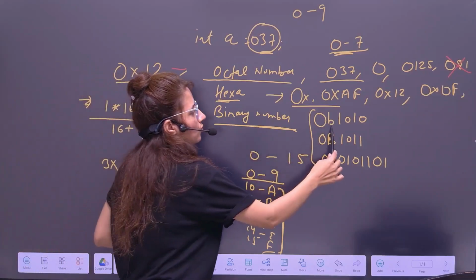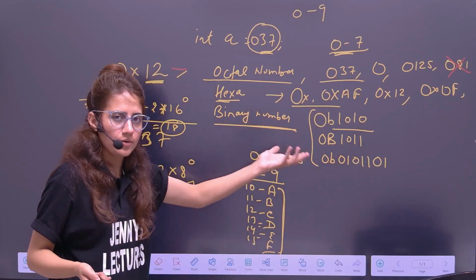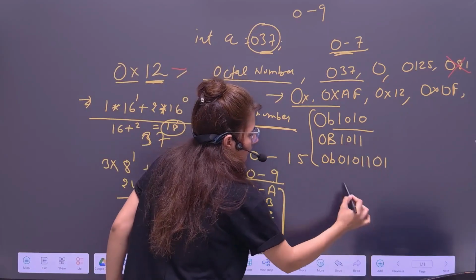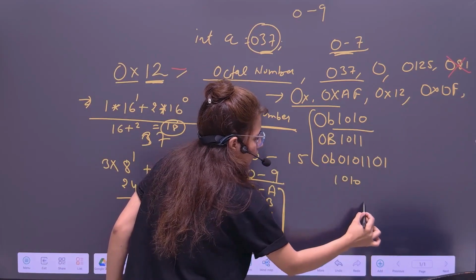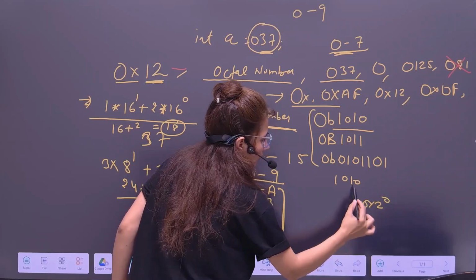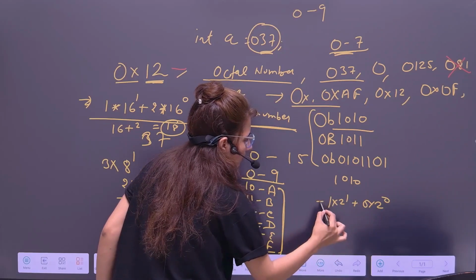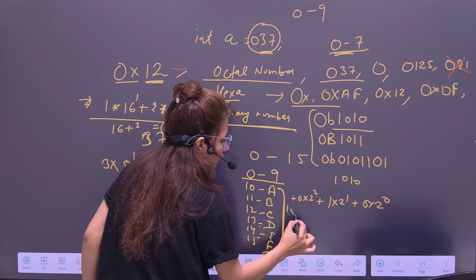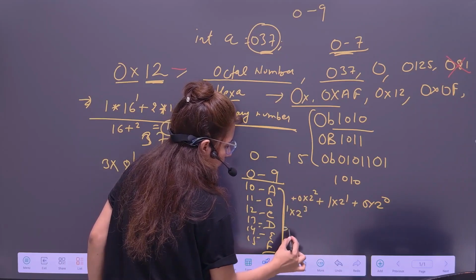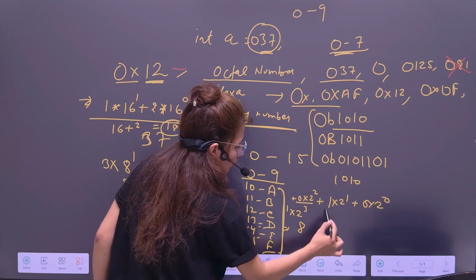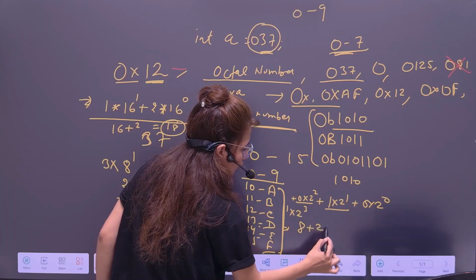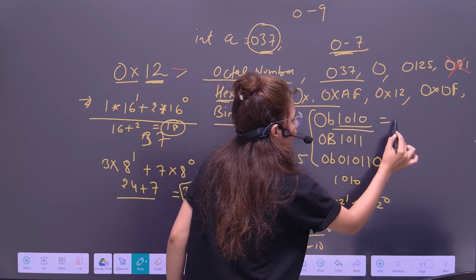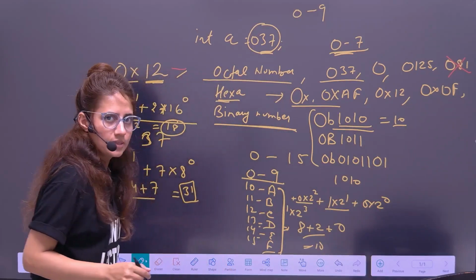For binary, we have to convert this binary to decimal. It would be the same, like binary is 1010. So 0 into 2 raised to power 0, plus 1 into 2 raised to power 1, plus 0 into 2 raised to power 2, plus 1 into 2 raised to power 3. So 8, this is 0, this would be plus 2, this would be plus 0. So it would be 10. So it will print 10 like this.